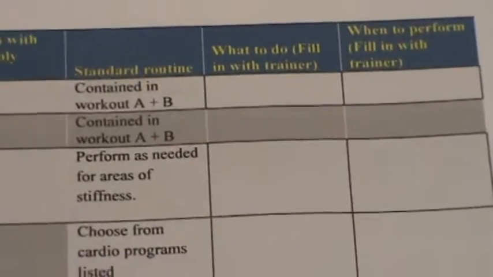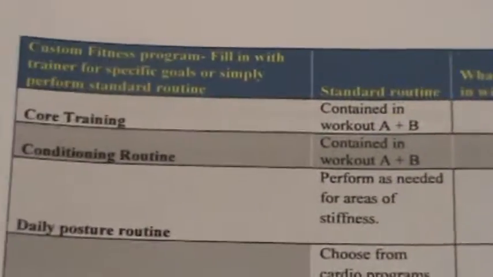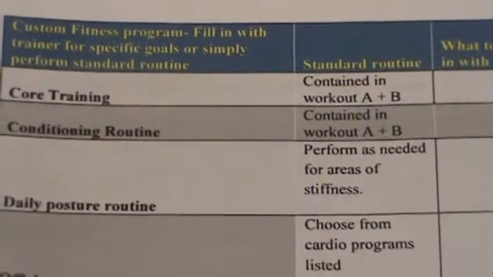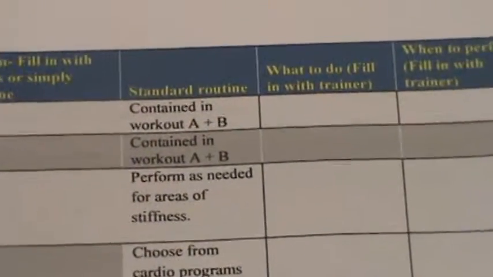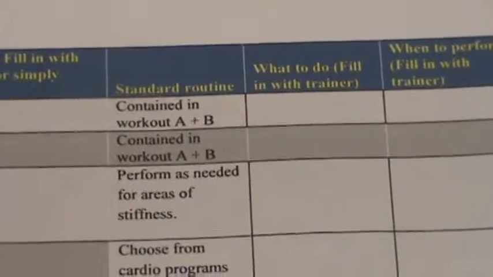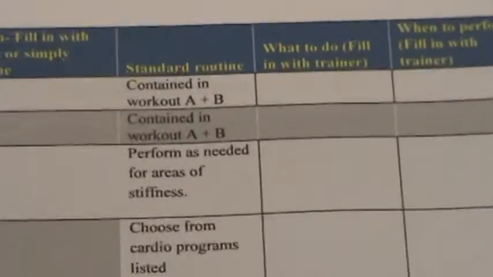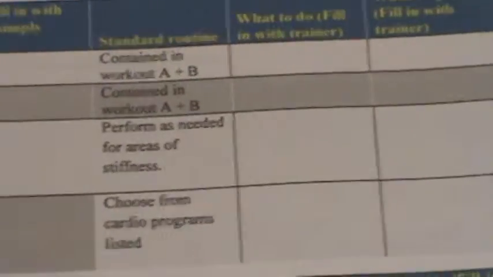Moving back up to our client fitness program, you'll also notice that we have a customizable portion of this as well. While we've included core training in our workouts A and B, we can also give them specific core training assignments by simply writing them in here. Just going down the line, if we want them to do a certain level of conditioning or a specialty program, we just write it in here, and then we would include that in the schedule.